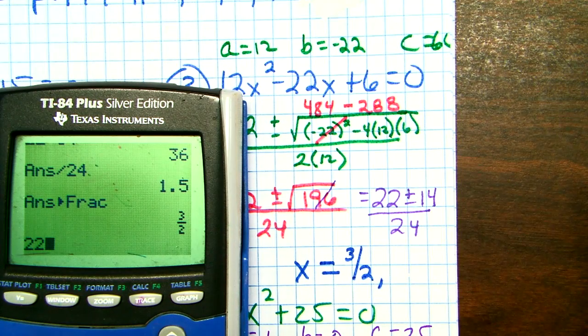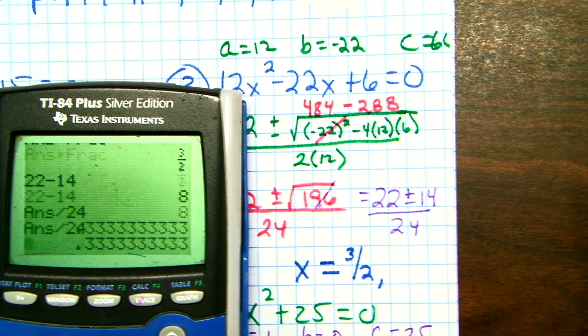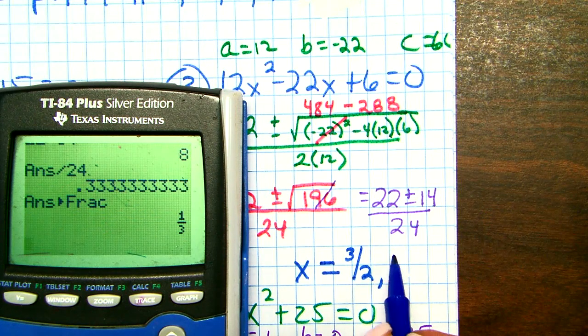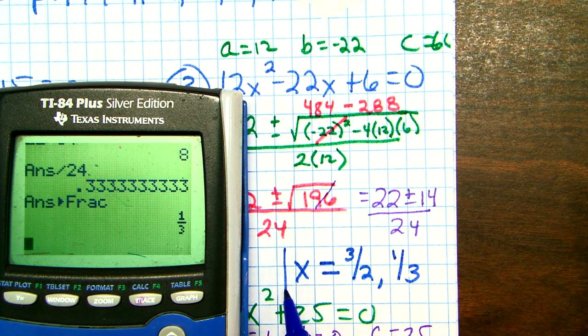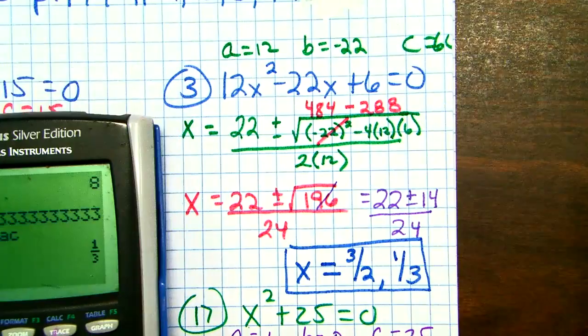Then 22 minus 14. Hit enter. Divided by 24. Oop, can't have that. Math enter. And I get 1/3. There are my two solutions. Okay? So I have 5 and 17 done.